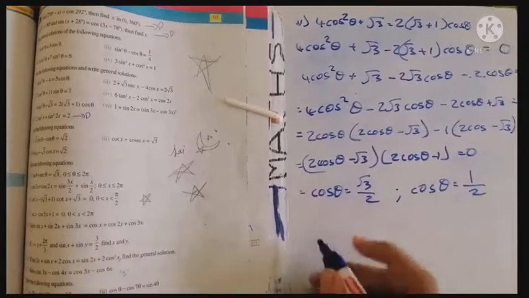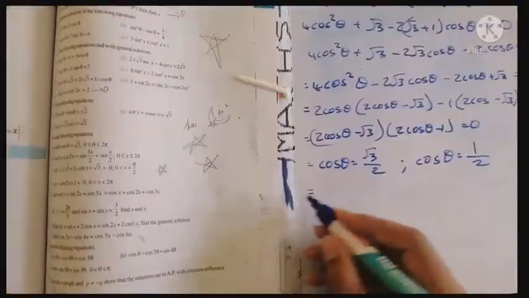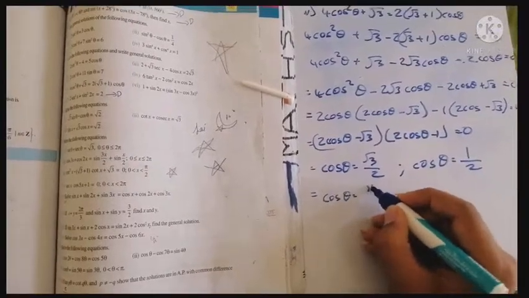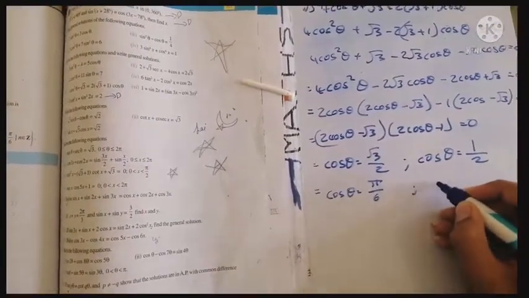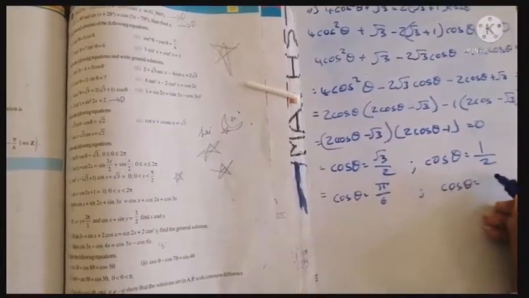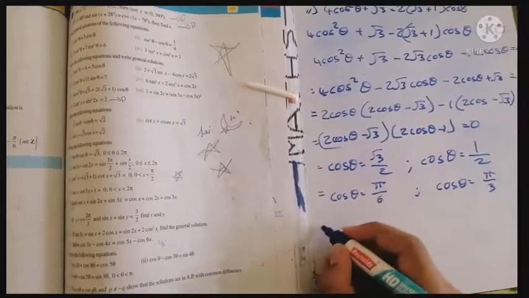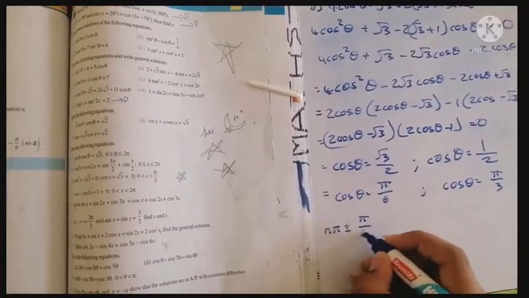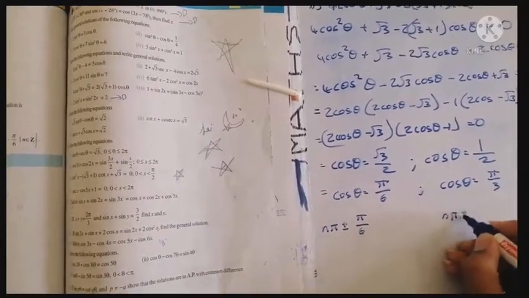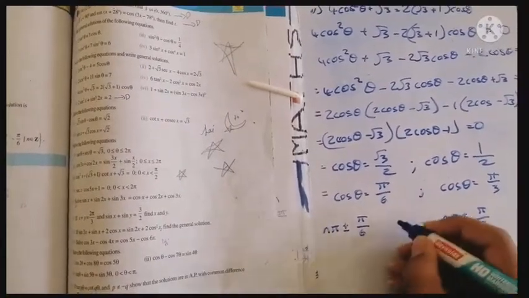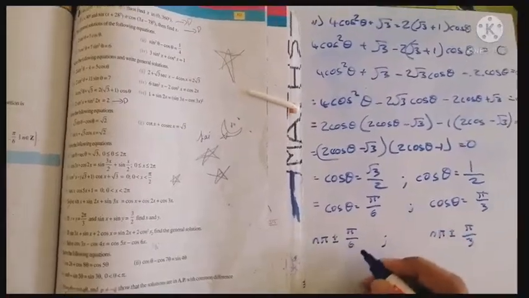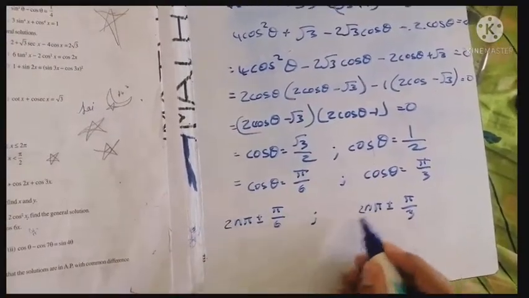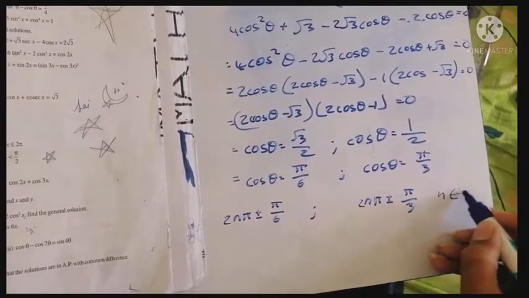So we are getting two solutions. We will have two general solutions. For cos theta equals root 3 by 2, theta is pi by 6, and for cos theta equals 1 by 2, theta is pi by 3. So what is the formula of the general solution? n pi plus or minus pi by 6, n pi plus or minus pi by 3. So the general solution is 2n pi plus or minus pi by 6, 2n pi plus or minus pi by 3, where n belongs to integers.